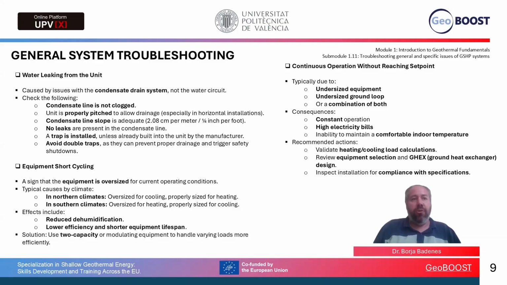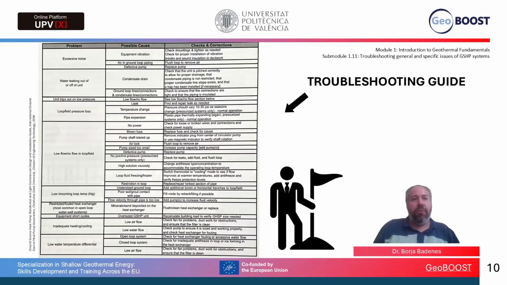Finally, the continuous operation. Equipment or the ground loop is too small. It never reaches the set point, wastes energy and reduces the comfort. Recheck the load calculation, the equipment selection, and the borehole loop design. This slide shows the troubleshooting guide from the HISPA. It can be used as a reference for the best practice and troubleshooting.